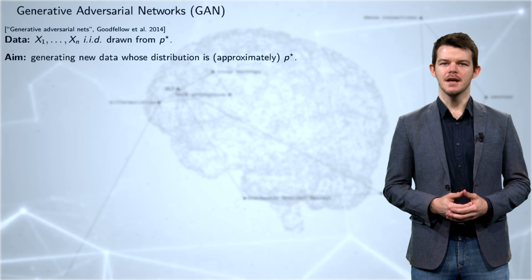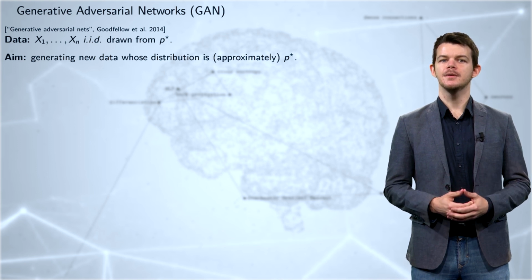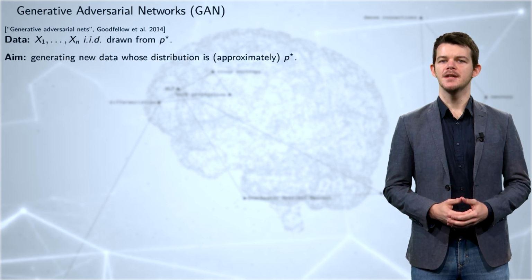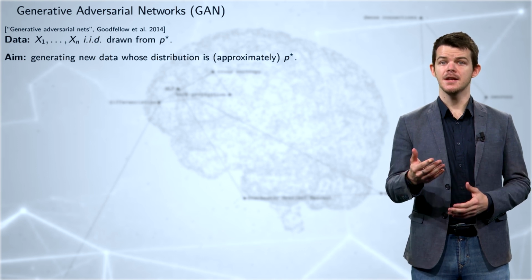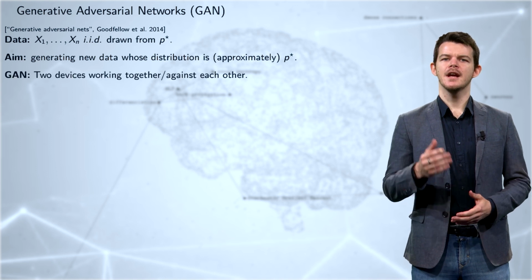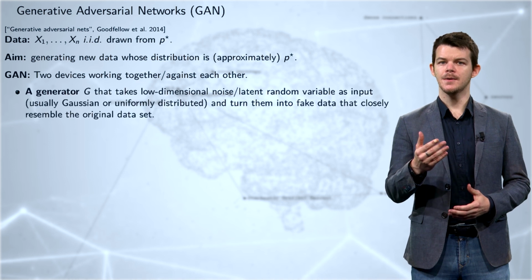Assume that we have data, x1 until xn, IID, drawn from the unknown distribution P star. Our aim is to generate new data whose distribution is approximately P star, that is data that resembles the dataset at our disposal. GANs are composed of two devices that work together and against each other, the generator and the discriminator.